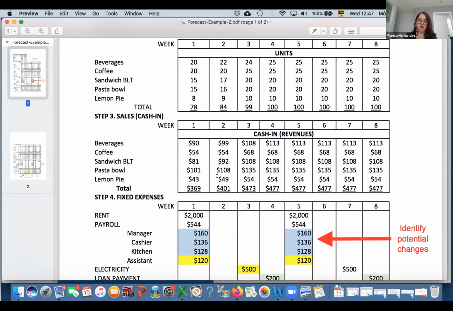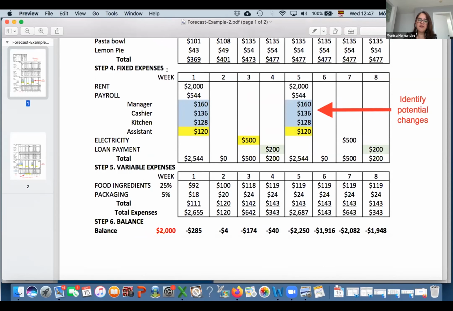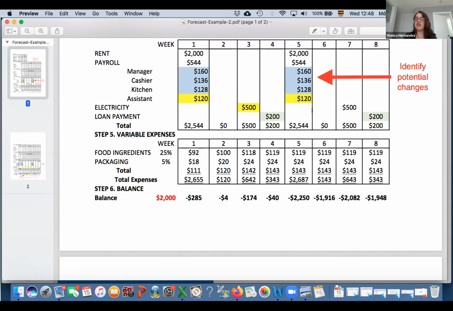Then, as you may recall, steps 4 and 5 are related to expenses. So identify your fixed expenses. In this simple case it would be rent, payroll, electricity, and the payment of a loan. Do it by week, on the exact week that you need to pay them, and start identifying which ones could be adjusted somehow. For example, in payroll, you could reduce the number of hours, you can reduce or make adjustments to salaries, and so on.